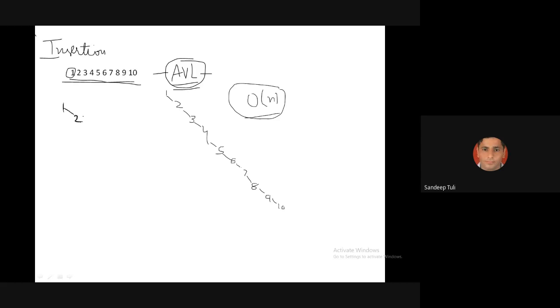Please remember that thing. At every step you have to calculate the balance factor. For 2 the balance factor is 0. For 1 the balance factor is -1. Now is this tree balanced? Yes, sir, it is balanced. Now insert the value 3. Yes, sir. Now calculate the balance factor again. For 3 it is 0. For 2 it is -1. For 1 it is -2.